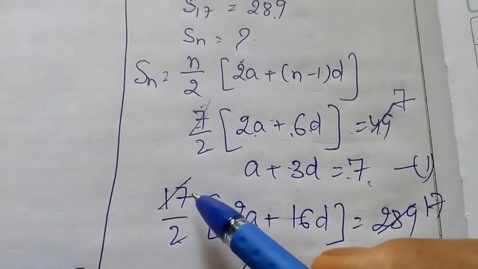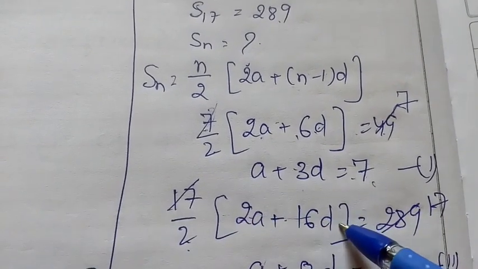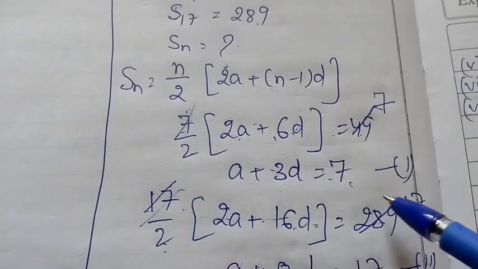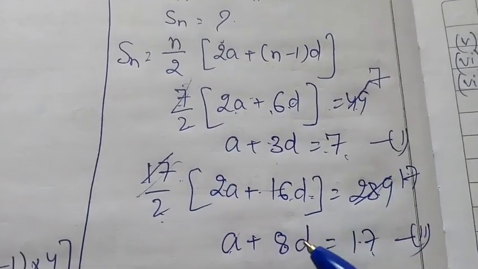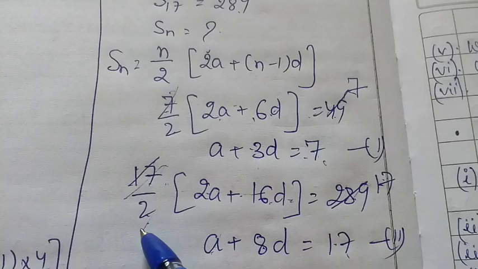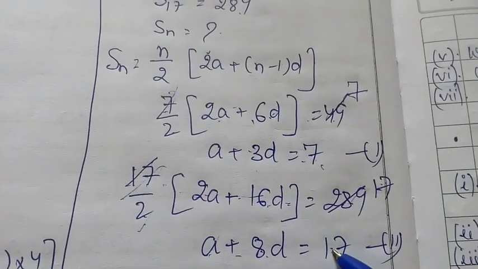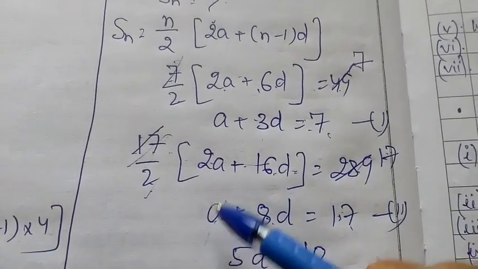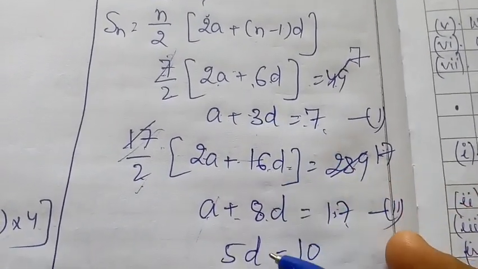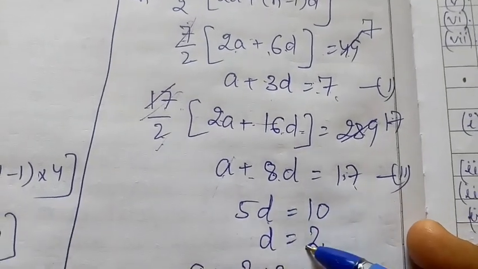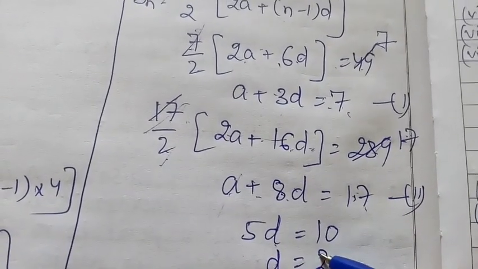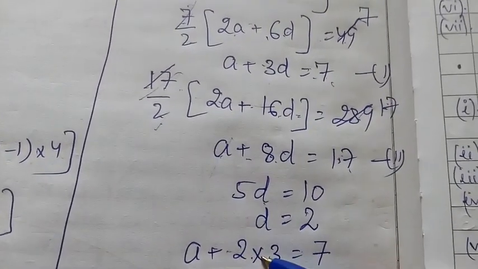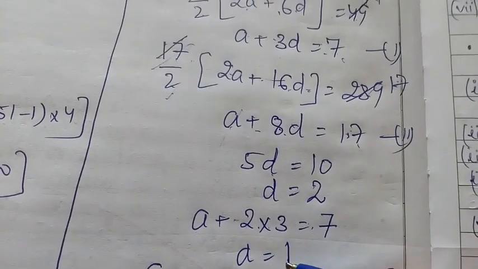And second, 17 by 2 into (2a plus 16d) equal to 289, for 17 terms. By cancelling 17, 17 times 17 is 289. And taking 2 common, cancel 2, a plus 8d equal to 17. Subtracting first equation from the second, a cancels, 8d minus 3d is 5d equal to 10, d equal to 2. And put the value of d in equation number 1. a plus 2 into 3 is equal to 7, a equal to 1.